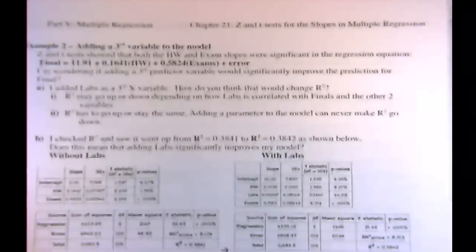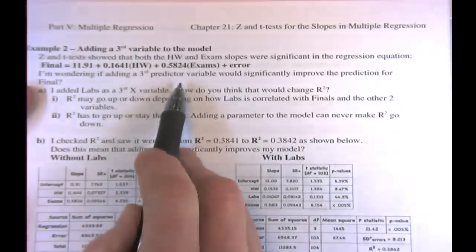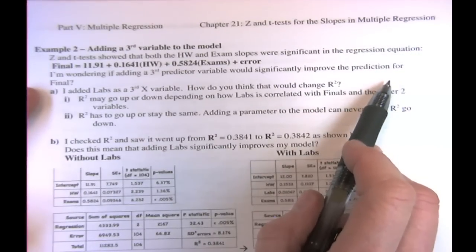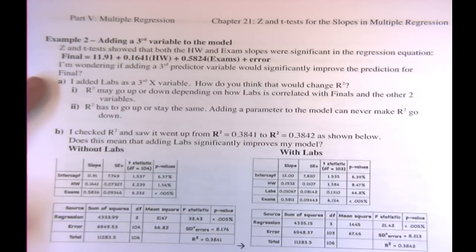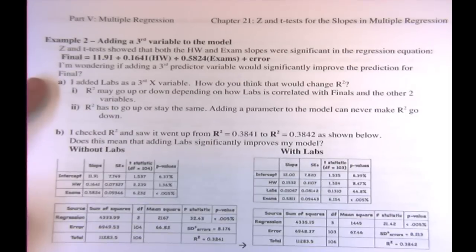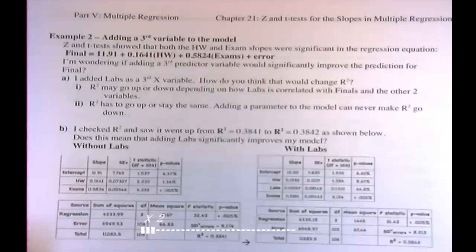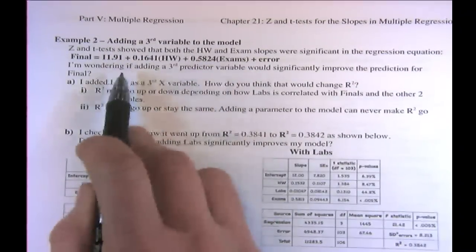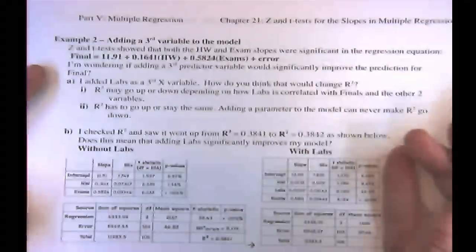Now the question is, how about adding a third variable? Would that help my model? I'm wondering if adding a third predictor variable will significantly improve the prediction for the final. Okay? So in the past, in Stat 100, this data set comes from when I first started, a semester I didn't teach. We had labs. I thought, computer labs, we have much smaller sections, so why not add your lab score in? So I added labs as my third x variable.